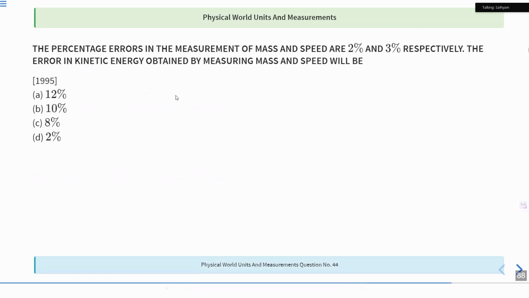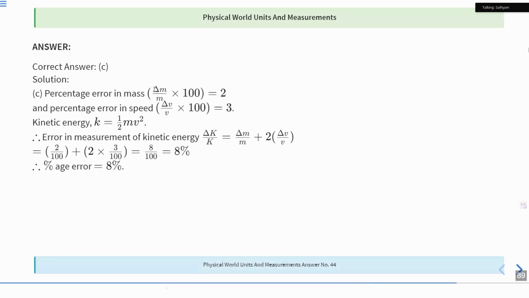The percentage error in the measurement of mass and speed are 2% and 3% respectively. The error in kinetic energy. Again, what is the formula of kinetic energy? Kinetic energy is half mv square. You apply the same thing in half mv square. That's all. Delta K by K is equal to delta m by m plus 2 into delta v by v. You basically need to calculate the value of delta m by m and delta v by v. That's all. Okay. I hope it's clear.